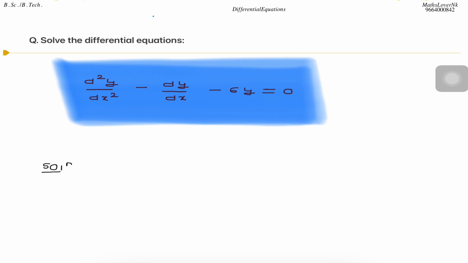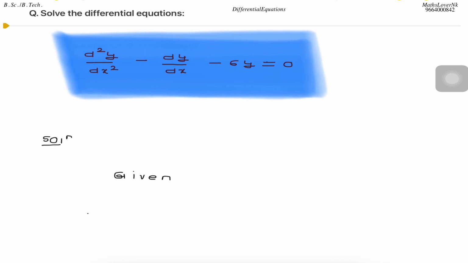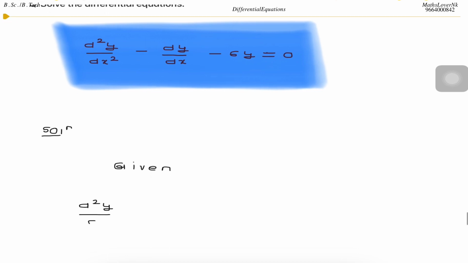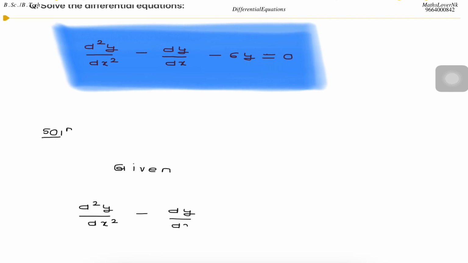Solution. At first write down the given equation. Given equation is d square y upon dx square minus dy upon dx minus 6y is equal to 0.